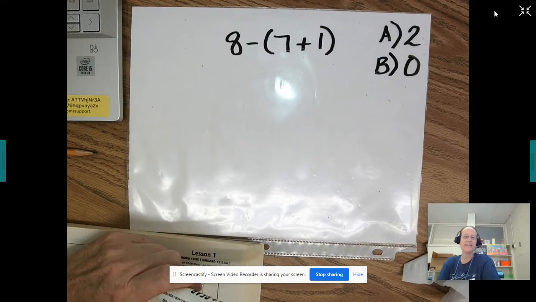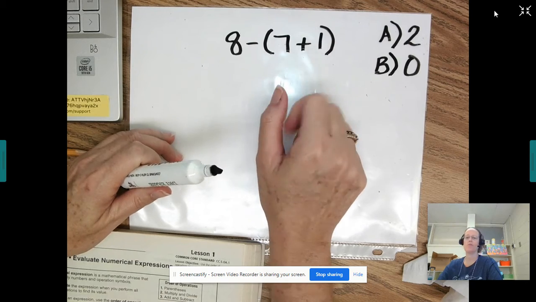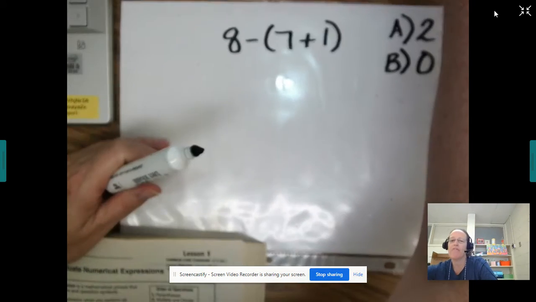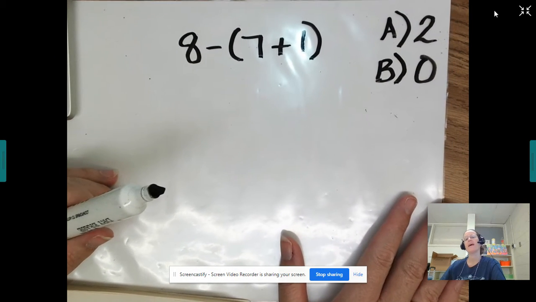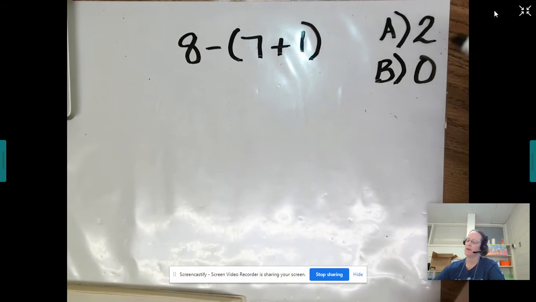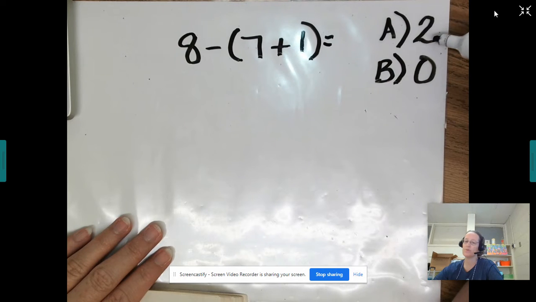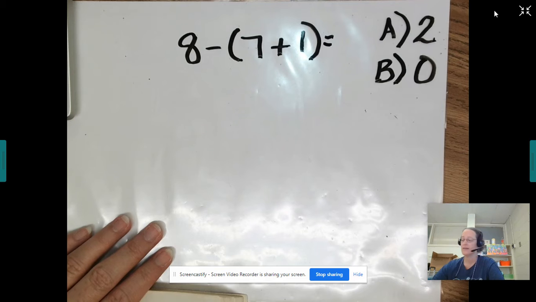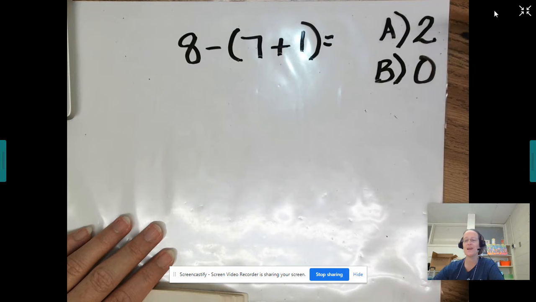So let's take a look at this numerical expression, 8 minus 7 plus 1. I have put two answer choices over to the side, and I want you to pause the video and see if you can think about it and make a choice. Does this expression equal 2 when you evaluate it? Or remember, that's just solving. So does this expression equal 2? Or does this expression equal 0?